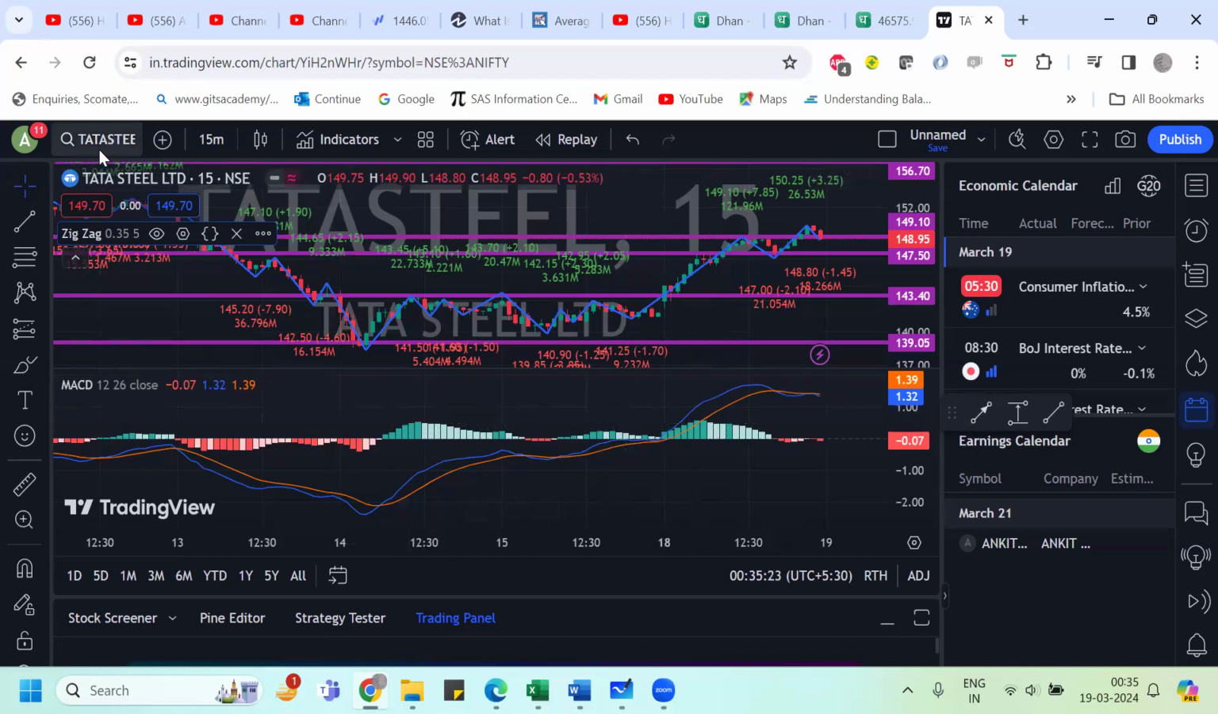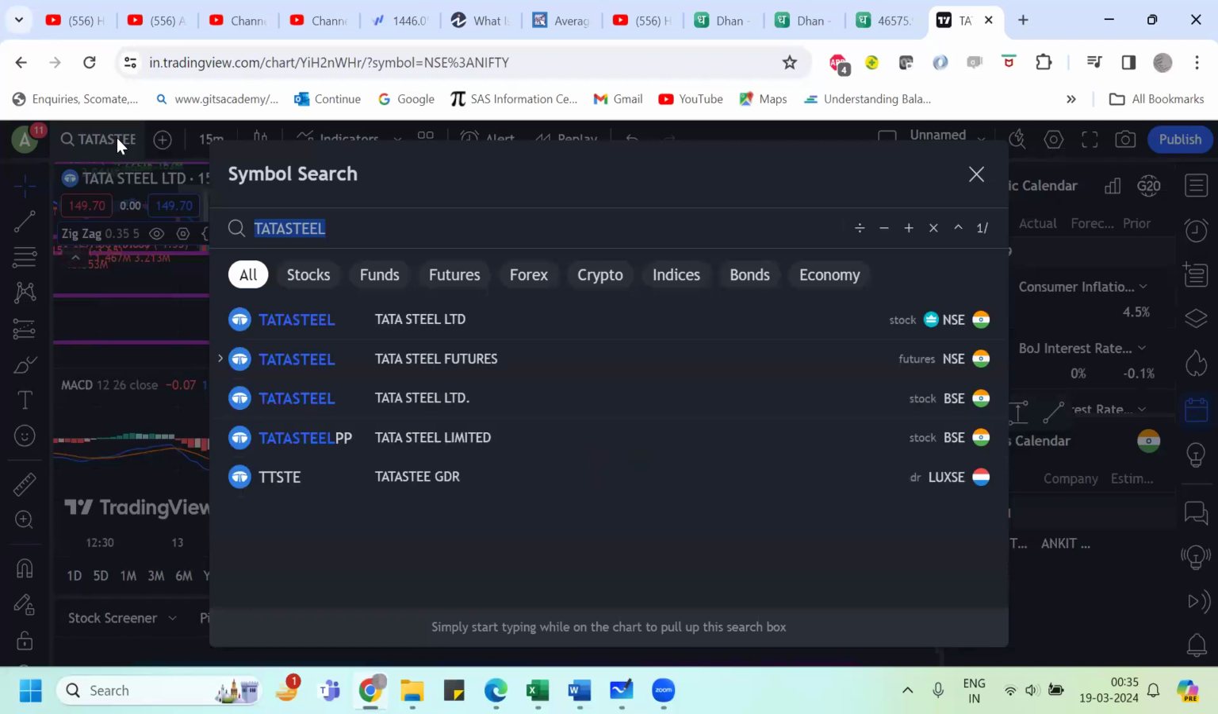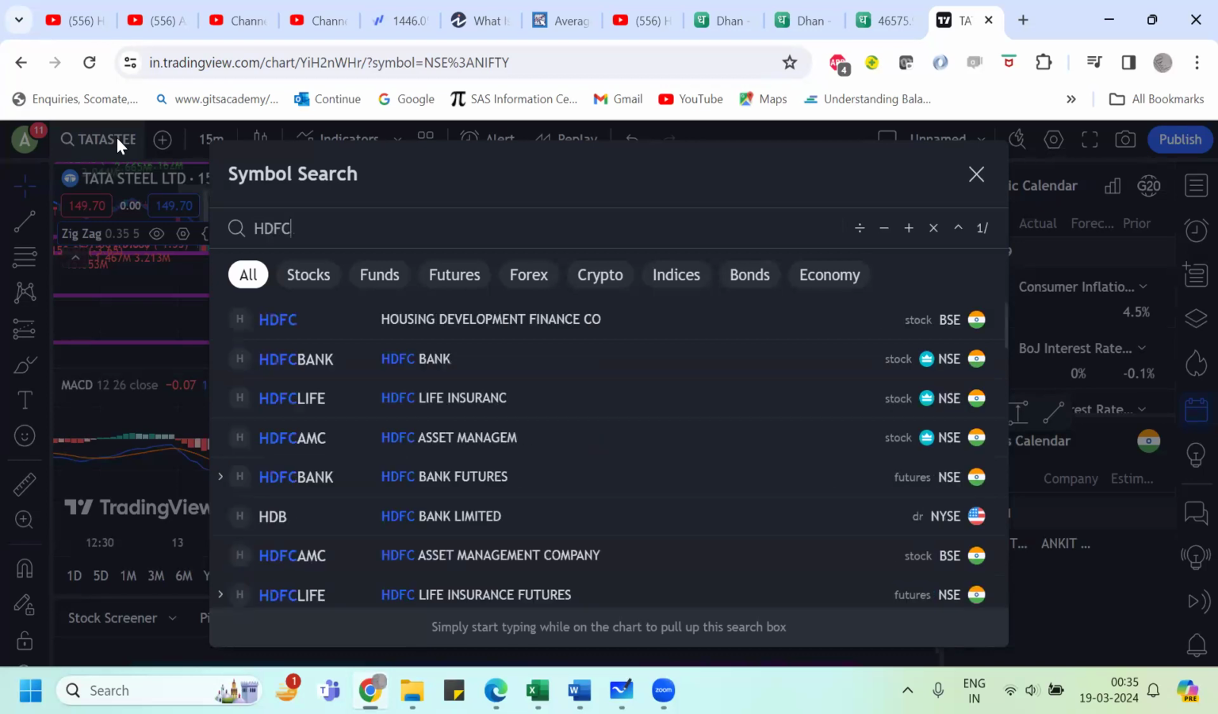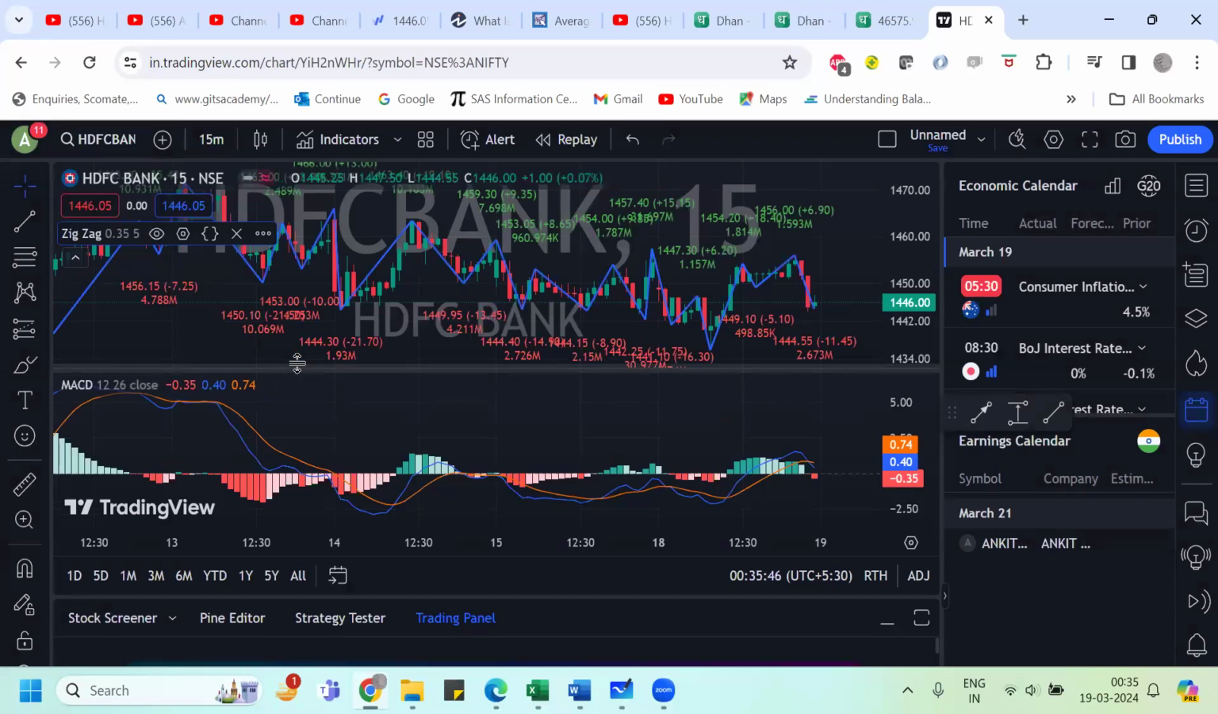If I see the same thing, because as such there's not much volatility or momentum in the stock, you're not getting a very appropriate visualization. Let me try HDFC Bank, because the last few days there is not much happening in the market, so that's why you're not seeing very good differences.